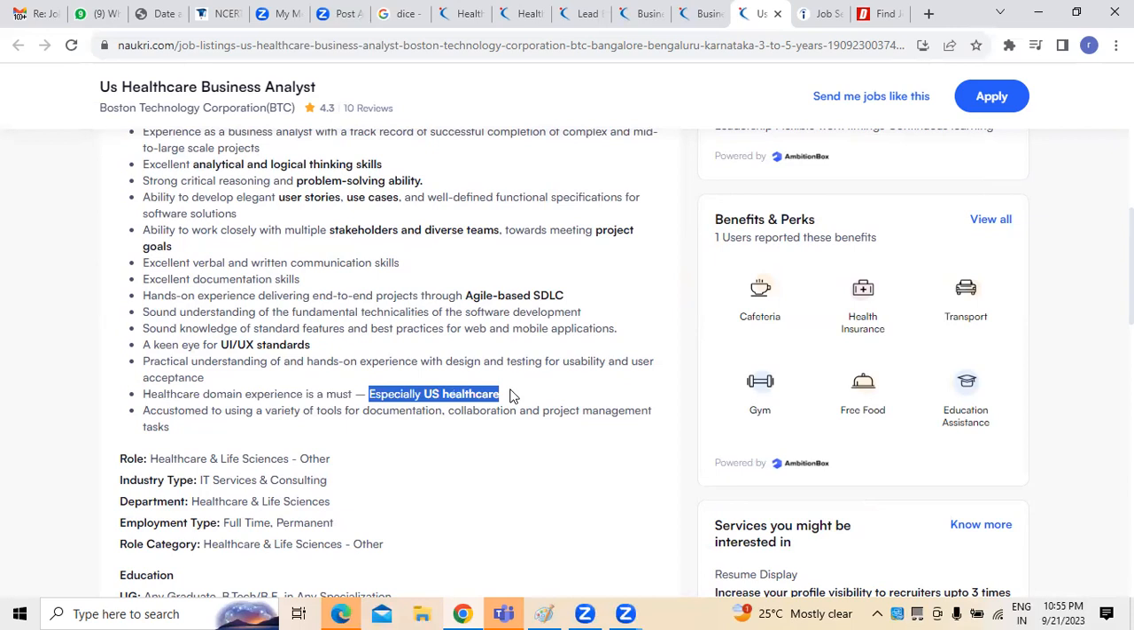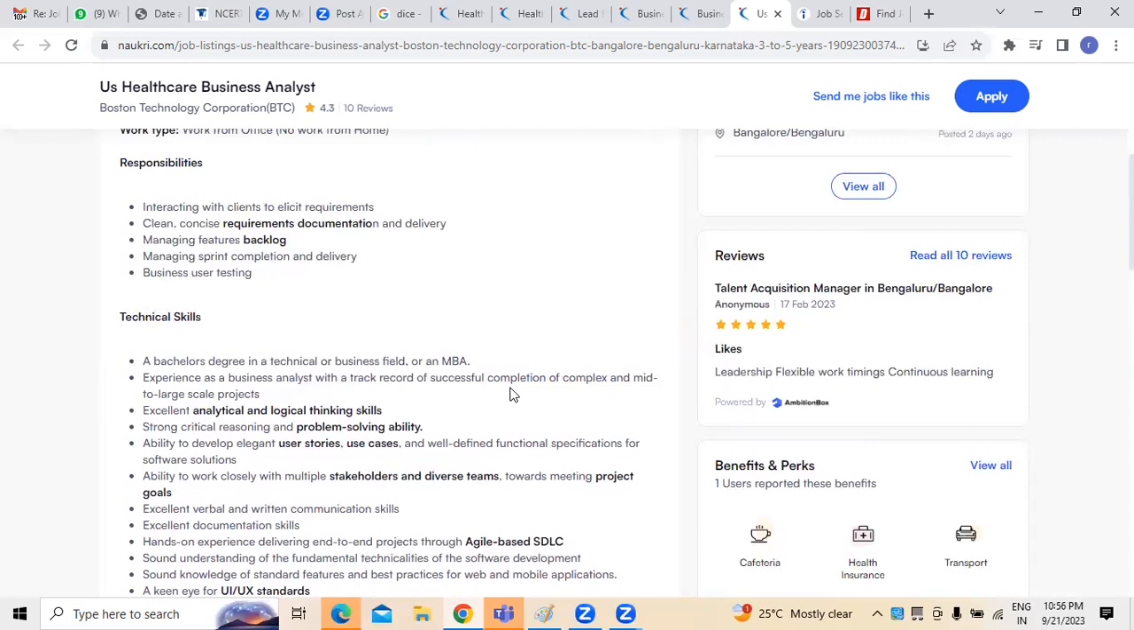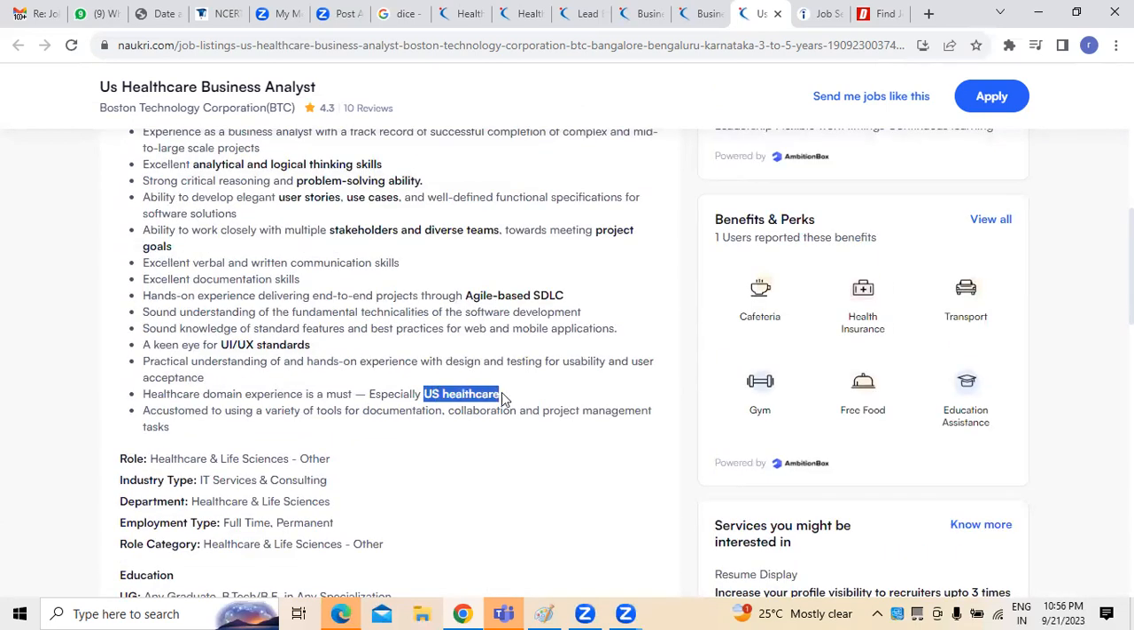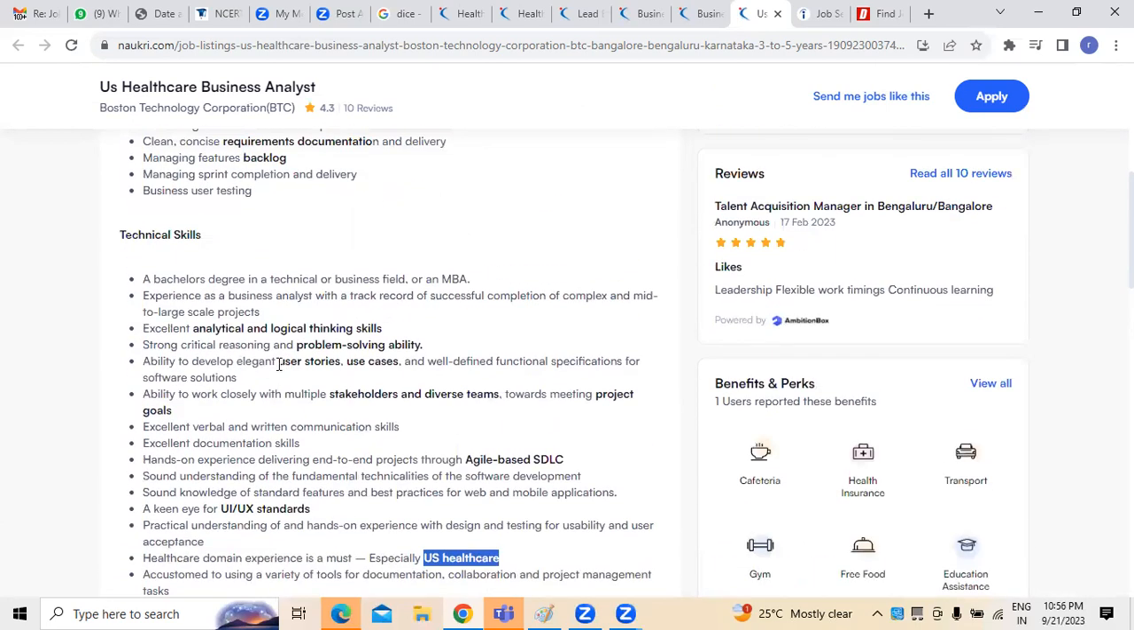They have mentioned it very clearly as US healthcare, because if it is not US healthcare, there are other healthcare systems also, right? The UK healthcare system is there, the Indian healthcare system is there. So this job profile, what kind of person do they want? They want a business analyst who has experience in requirement documentation, preparing and elucidating requirements, in the US healthcare domain. And they need knowledge of problem solving skills, writing user stories, use cases, logical thinking. This sort of knowledge is required of a BA.